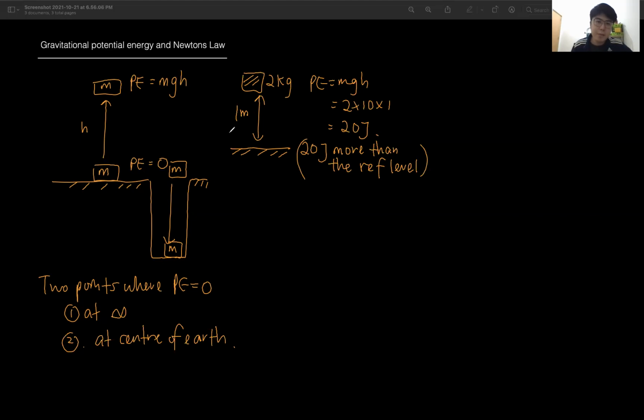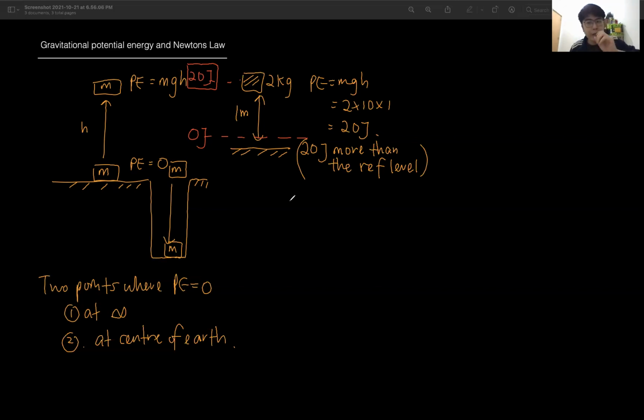Where's my reference? My reference, I set it at the ground over here. That means I let it be 0 here, and I know this is 20. So this is 20 more than the ground level. And it also shows the difference, right? The comparison, the change. How much change is this point relative to this point? Compared to this point, how much is the change? How much is it more than this one? That is all we're interested in. So is it really 20 joule? Is it really 20 joule, the gravitational potential energy of the object?